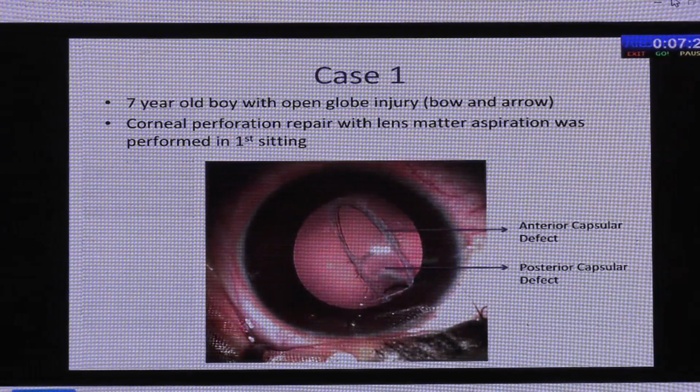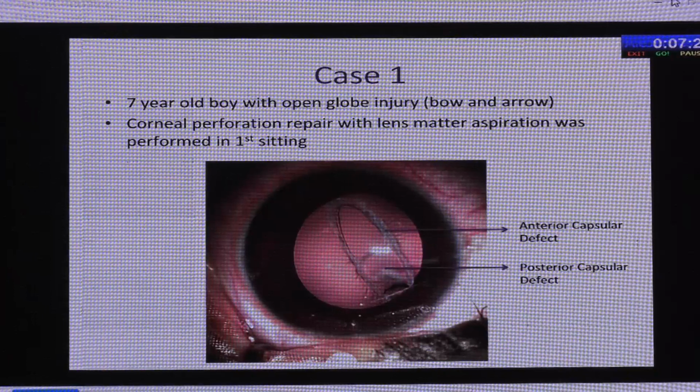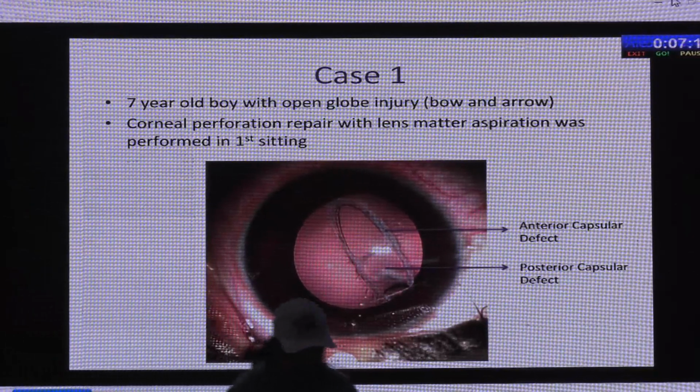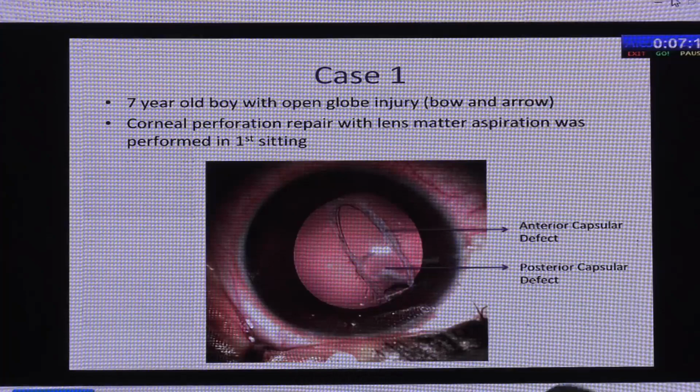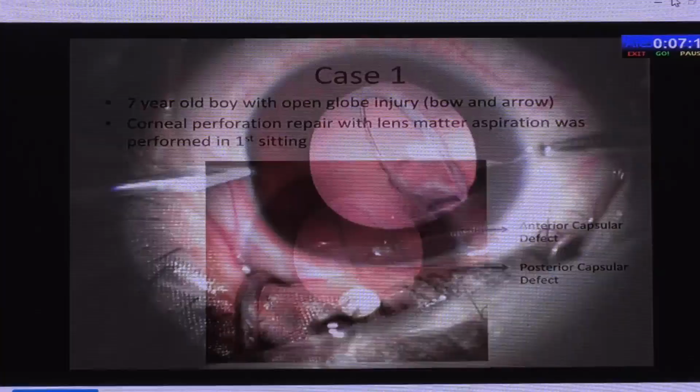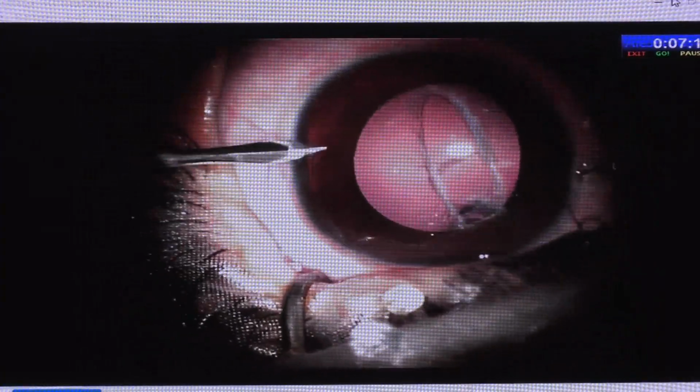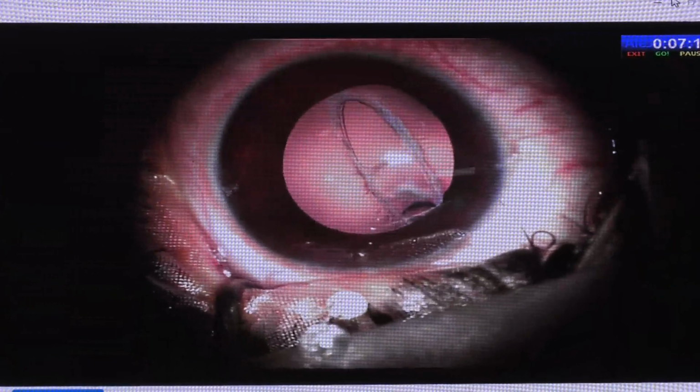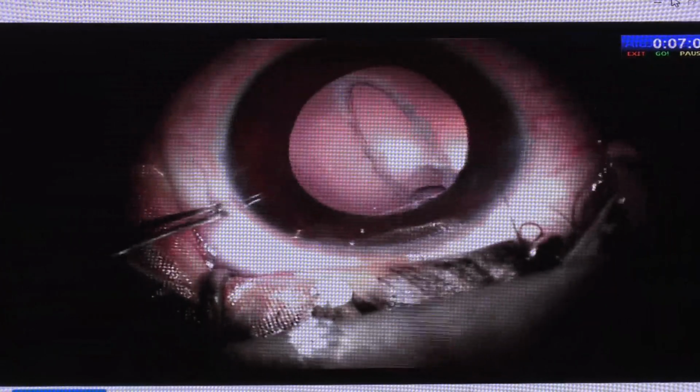First case is a 7-year-old boy who presented with open globe injury. Corneal perforation repair and lens aspiration was performed in the first sitting. Clinical picture shows anterior capsular defect with fibrosed margin and posterior capsular defect. In this video, we would like to show our preferred technique of optic capture where the IOL optic is captured with both anterior and posterior capsular excess.